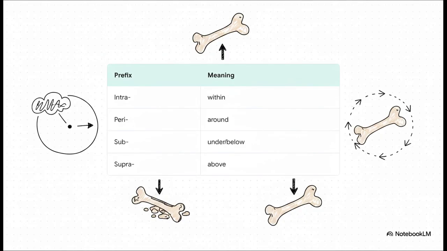Okay, so here are our spatial prefixes. Think of these as the core foundational components of our surgical words because they tell us exactly where we're working in the body. Right off the bat, we have intra, meaning within. Next up is peri, meaning around. Then we've got sub, for under or below, and finally supra, meaning above. As a surgical tech, these prefixes instantly orient you to the operative site.